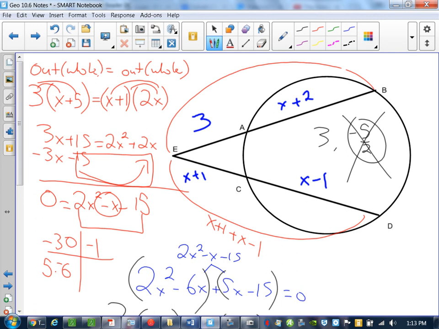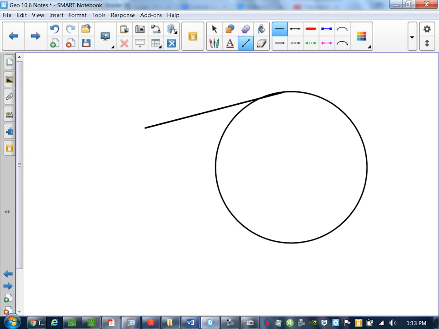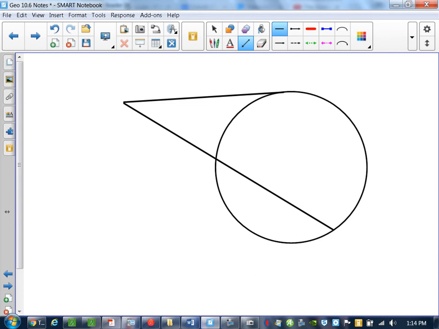Leads us to our last one, last example side. Last example is when you have a secant, which is the one that goes through the circle at 2 spots. And then the other one is when it touches the circle at 1 spot, it's called a tangent. So if you have what's called a tangent and a secant, this is your tangent part. That's that secant again.